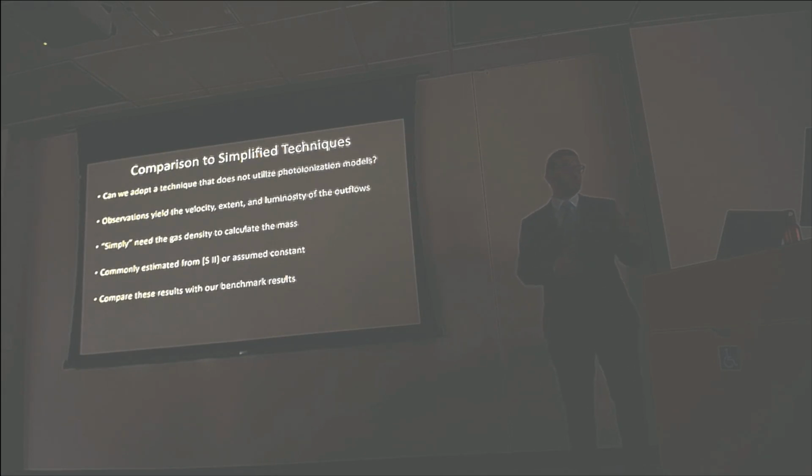And so there are two techniques that are commonly used to estimate the gas density when you don't use modeling. The first is using emission lines that are sensitive to the density of the gas. In this case, sulfur 2. So these are two lines where their relative strengths change as a function of density. The other case is just to assume a constant density. You pick some value that has some motivation and you just assume it's the same everywhere.